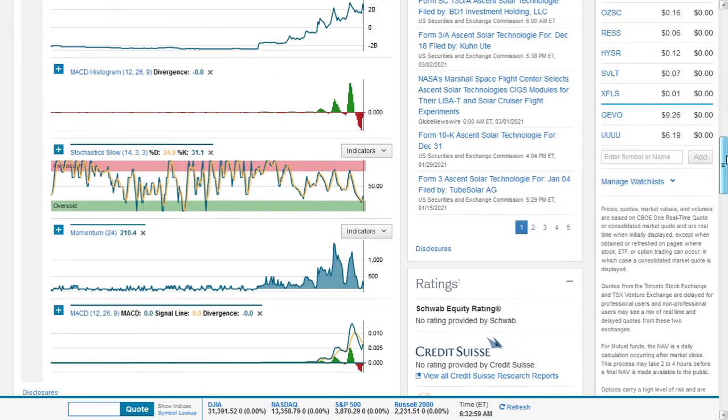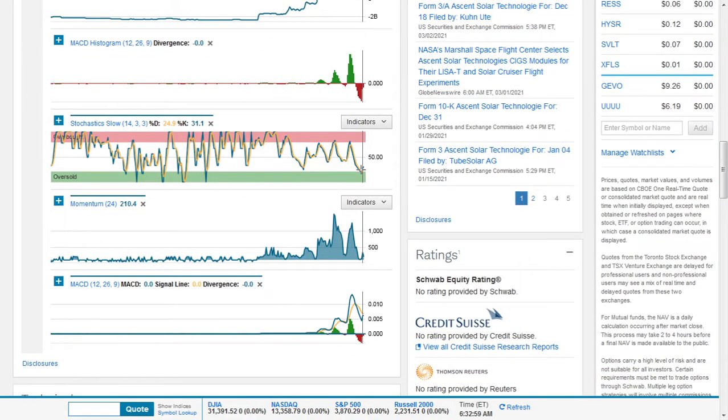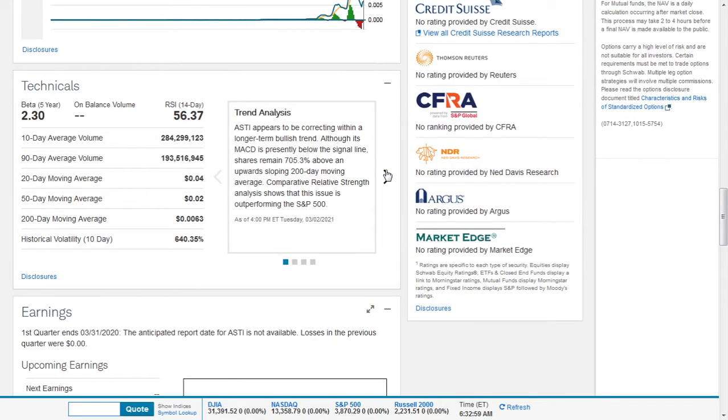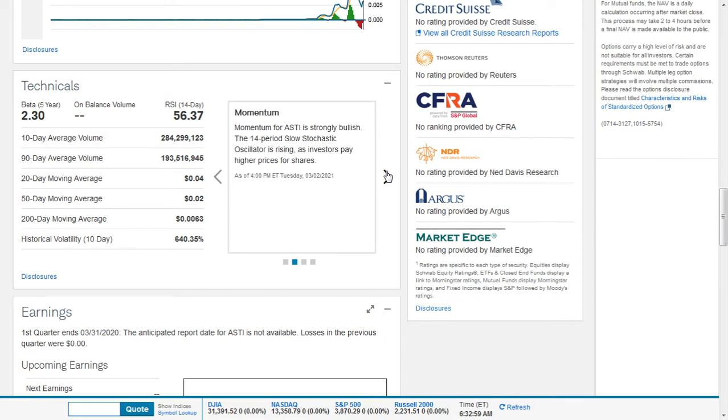And before we go ahead, we can also see that the momentum is improving, and the 14 period slope stochastic oscillator is improving. But we'll go ahead and see what this readout is going to say. It says momentum for ASTI is strongly bullish. The 14 period slope stochastic oscillator is rising as investors pay higher prices for shares.